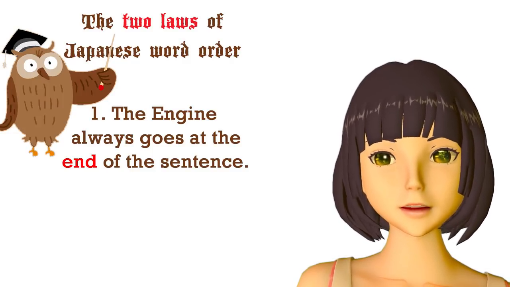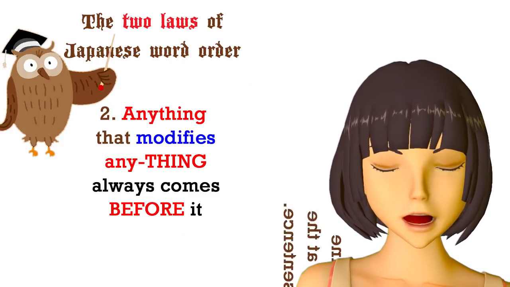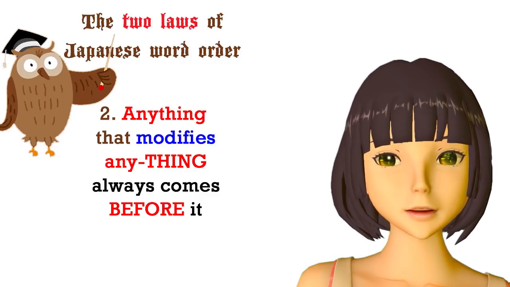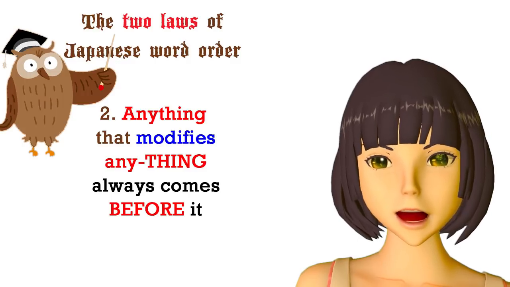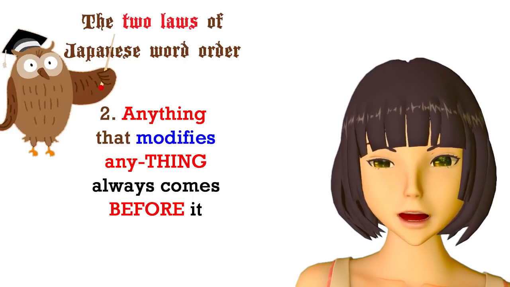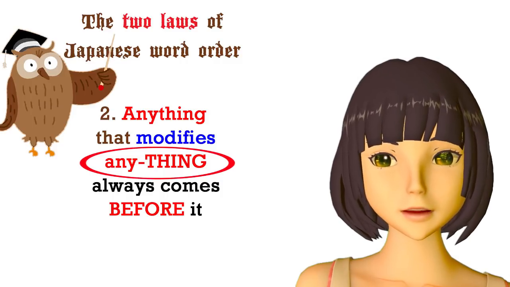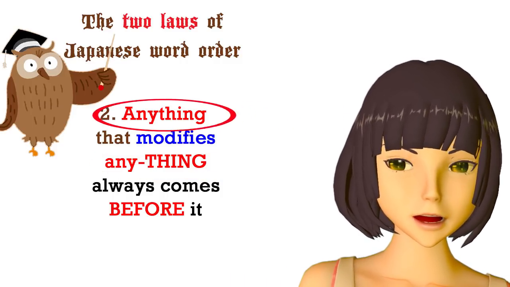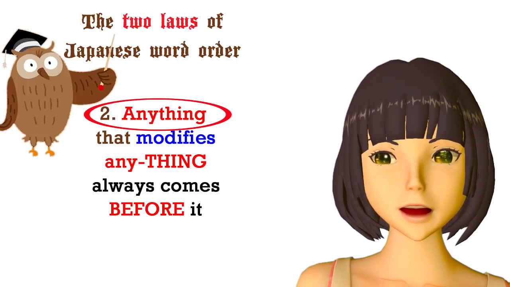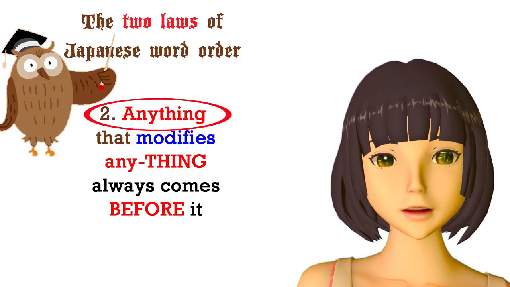The second rule is this, and this is the one that can cause confusion if you don't understand it. Anything that modifies anything must go before it. Now, what do I mean by anything and anything? And what do I mean by modifies? Let's break it down. By anything, I mean literally a thing, a noun. We're talking about nouns at the moment. And by anything, I really mean anything. It could be a logical clause, it could be part of a logical clause, it could be another noun. It's anything that modifies any noun.